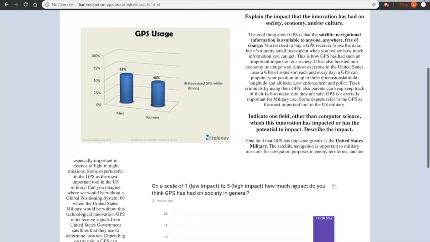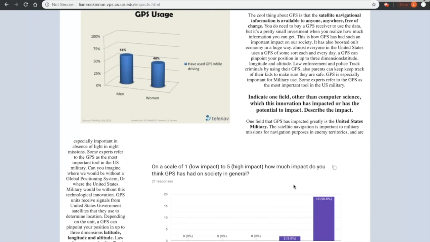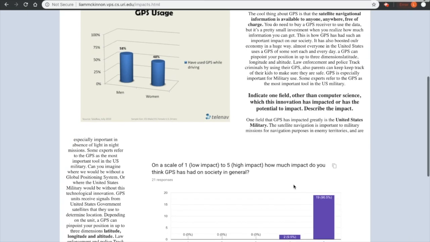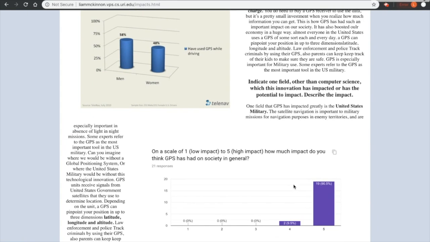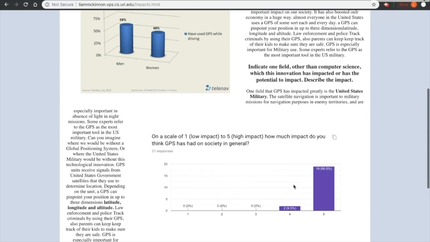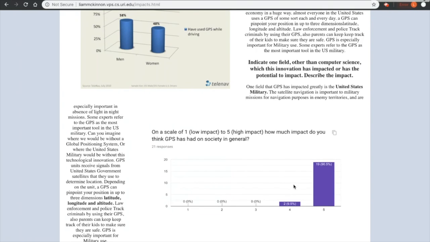military. And indicate one field other than computer science which this innovation has impacted or has the potential to impact. I chose to talk about the military just because GPS is so important to them, and they can really do anything. I think that GPS actually started with the military.